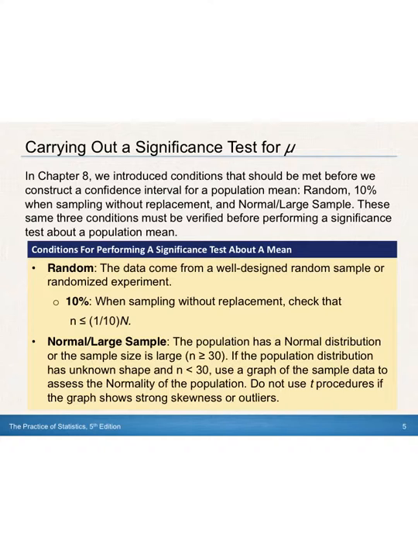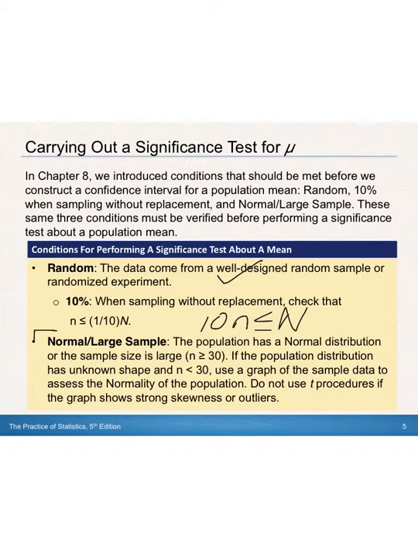We're going to be using the same exact conditions that we would use for a confidence interval for a significance test for a mean, and the conditions are very similar to the ones for the proportion. So you're always going to make sure that the data comes from a well-designed random sample or randomized experiment. You're going to make sure that 10 times n is less than or equal to the population itself.